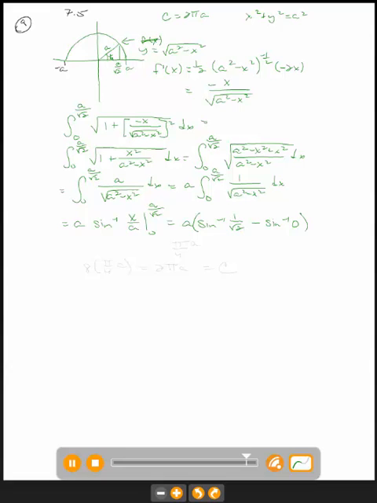So I get pi over 4 times my a, but that was only 1/8 of the circle, so if I take that and multiply it by 8, I get 2 pi a for the circumference of the circle. So we have proved it. That concludes 7.5.